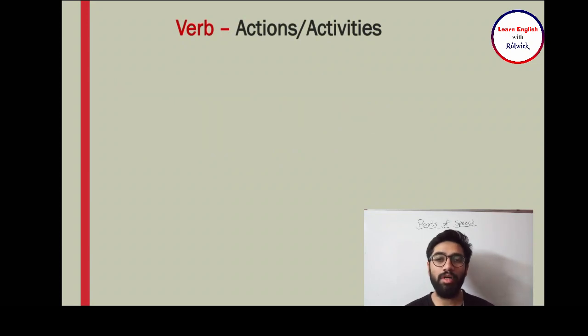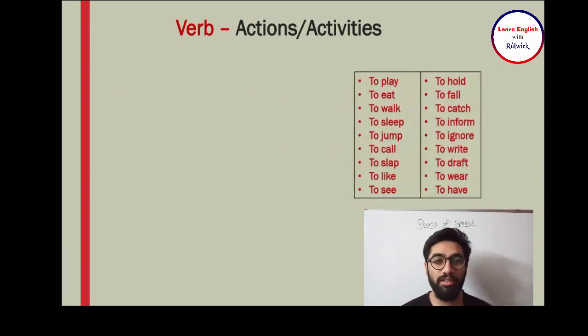So I have mentioned a few of the verbs in this table which can help you understand this topic better. These are all the routine activities which we perform on a day-to-day basis, like to play, to eat, to walk, to hold, to fall, to catch. So as you can see, numerous examples of the verbs. These are all the routine actions and activities.